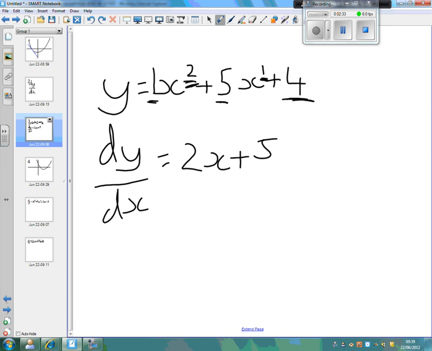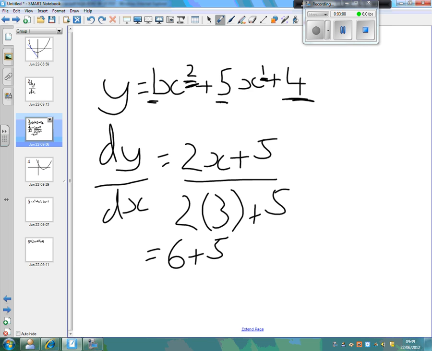Now what this means is if we picked any point on this graph and then found the tangent to that point, the gradient of that tangent would be this. So now say we substitute a value in. Say we've got this graph here of x squared plus 5x plus 4. We then pick the point x equals 3, so we can substitute it in. So 2 times 3 plus 5, which would equal 6 plus 5, which equals 11.